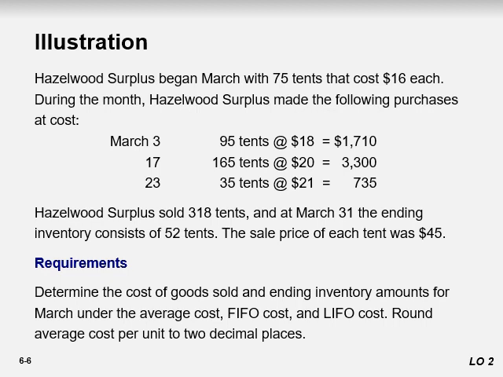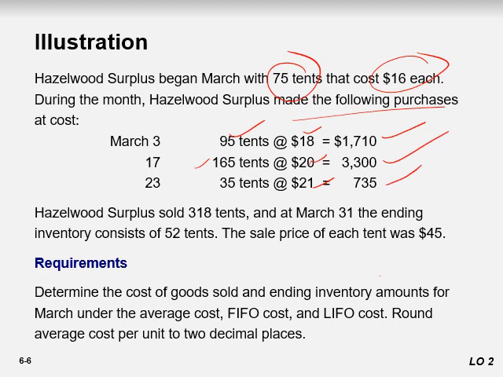Okay, so we have Hazelwood Surplus. They began March with 75 tents that cost 16 each. During the month, Hazelwood Surplus made the following purchases. March 3, they bought 95 tents at 18, costed this. They bought 165 tents at 20, costed this. They bought 35 tents at 21, costed this much.